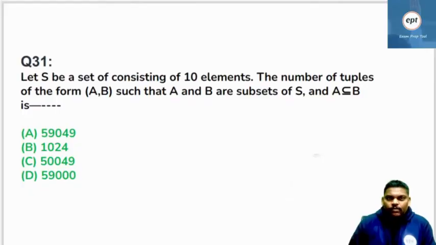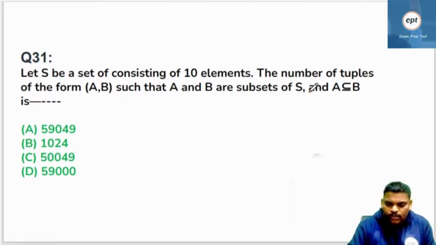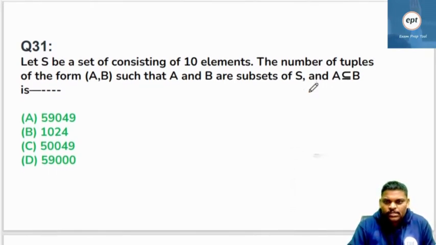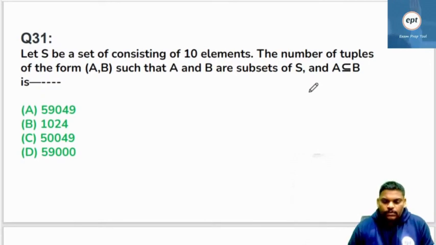Go ahead. 31. I think 30 problems we have done. It is question number 31. Yeah, check once. What is the answer of this problem? Diksha, good evening. Good evening, Diksha. So please go ahead.